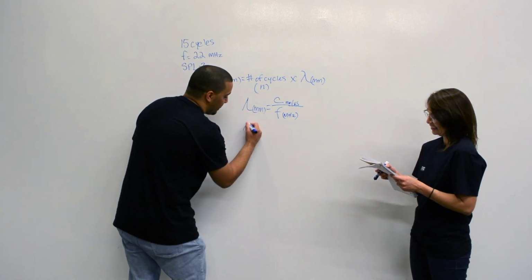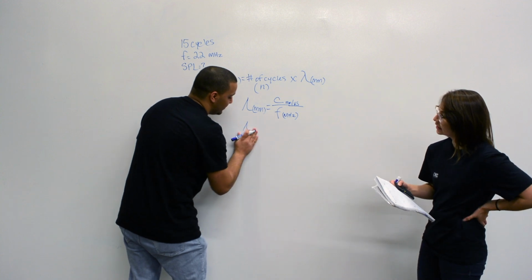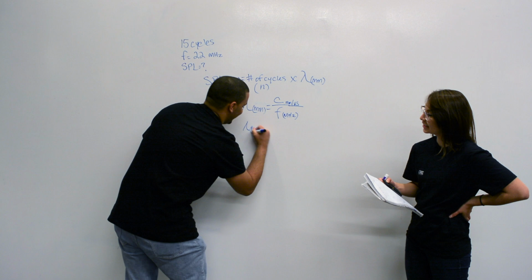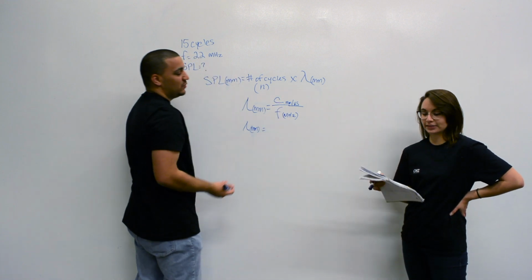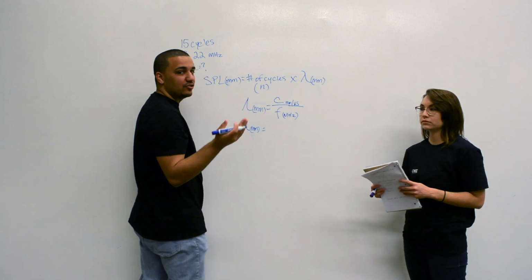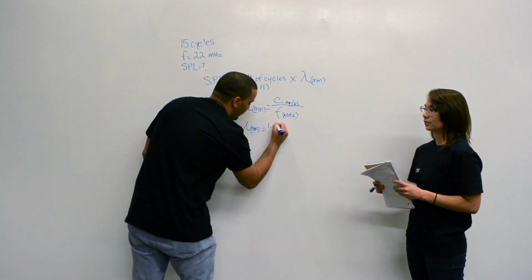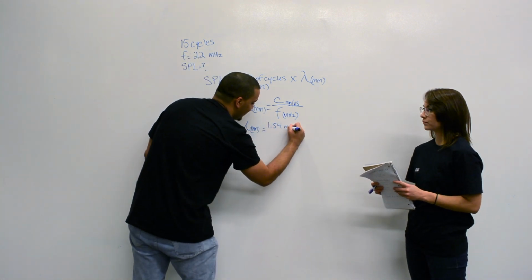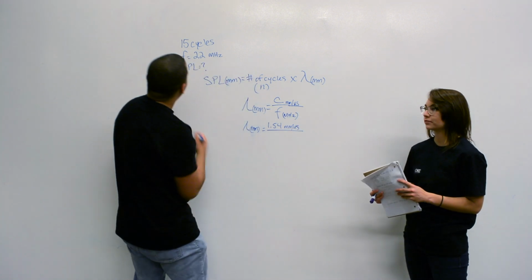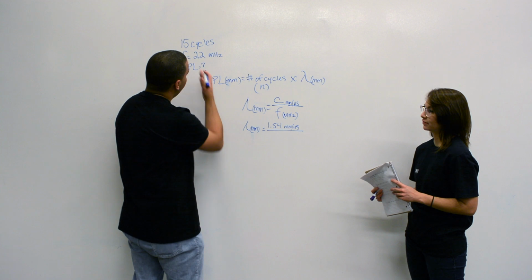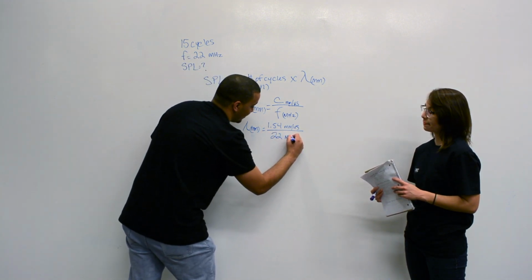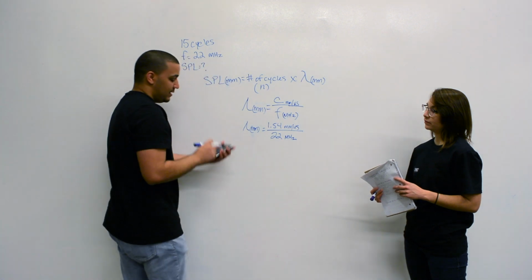First thing you want to do, don't forget your units. That's what you can't do. All right, so our propagation speed. If you don't have a propagation speed, it's always that magic number. They'll show you the magic number: 1.54 millimeters per microsecond for soft tissue. There you go. And then our frequency, we have a frequency, 22 megahertz, just making sure.